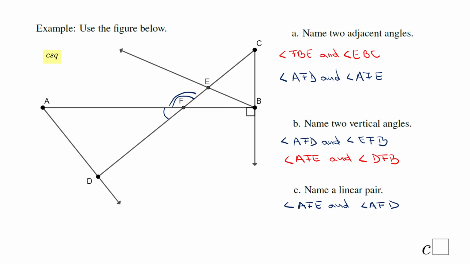Do we have another set of angles that form a line, a linear pair? Yeah, this one, which is congruent to AFD, and this one. They still form a line. So I'm going to write EFB and BFD.